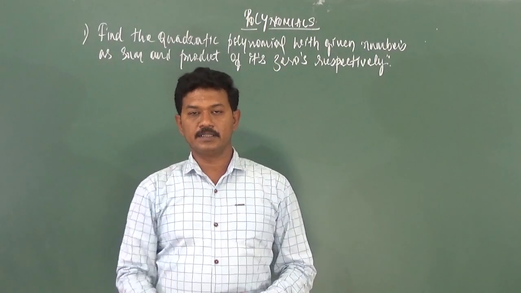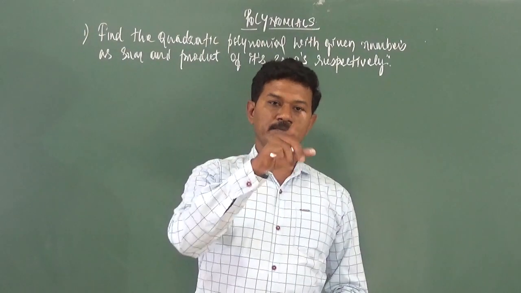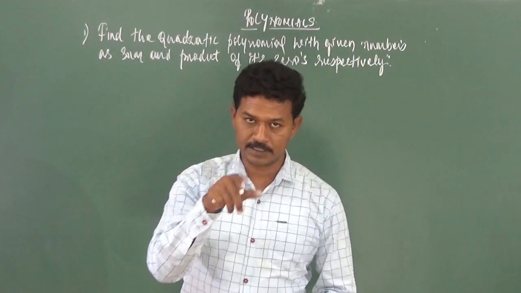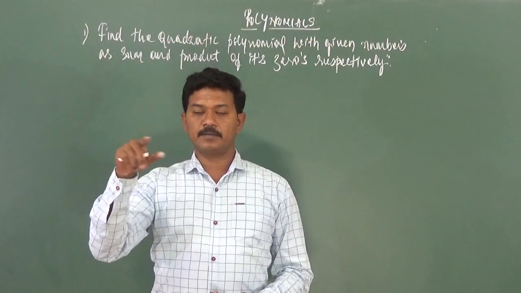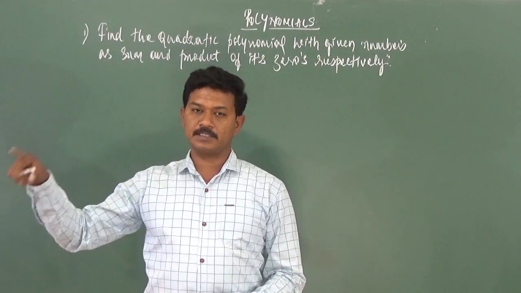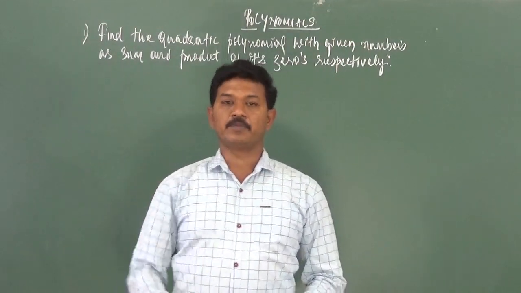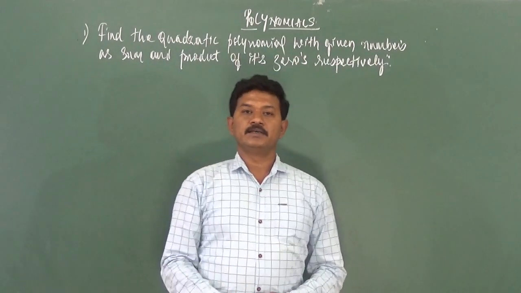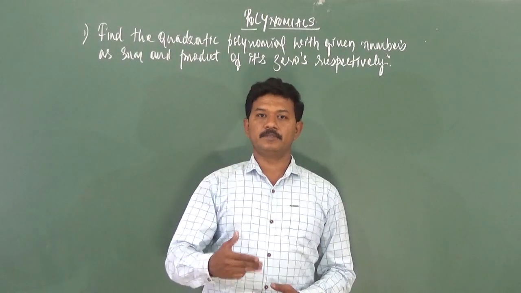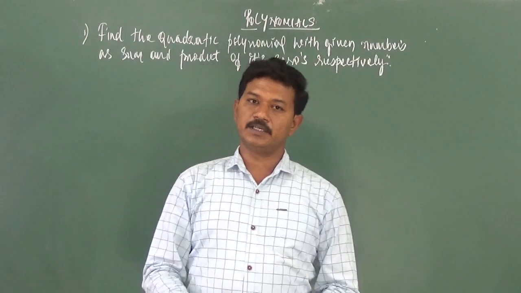I have done it in the last class, that is, we have derived it. The required polynomial will be in the form of f of x is equal to x square minus (alpha plus beta) into x plus alpha beta. So that's the general or standard form of a required polynomial. Using this, we will solve problems on this.